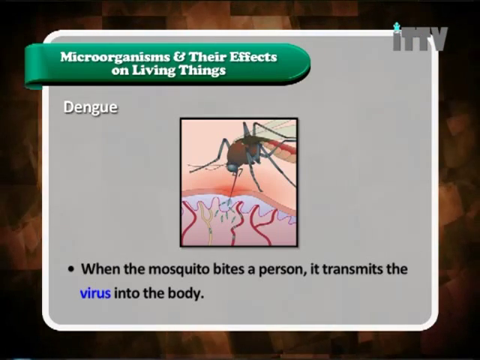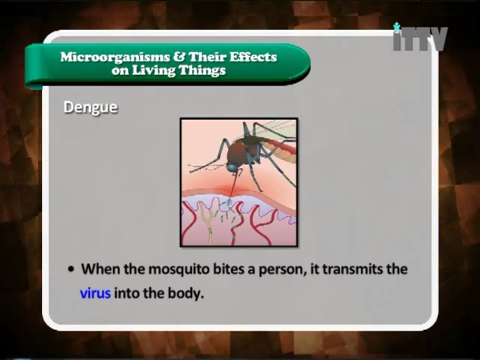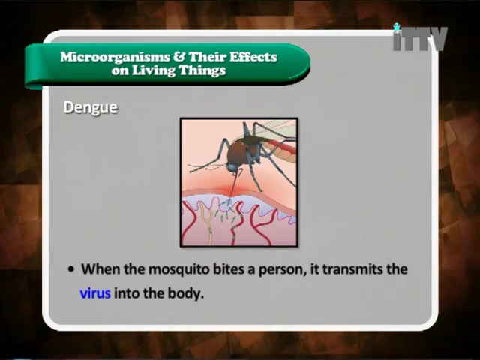Now let's see how it gets into our bloodstream. When the mosquito bites a person, it transmits the virus into the body. So this is how it actually enters our body. The virus actually is in the saliva of this Aedes mosquito, and as it bites us, it enters our bloodstream. So let's look at the symptoms of dengue.